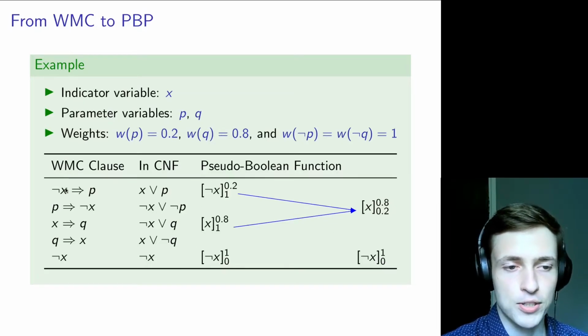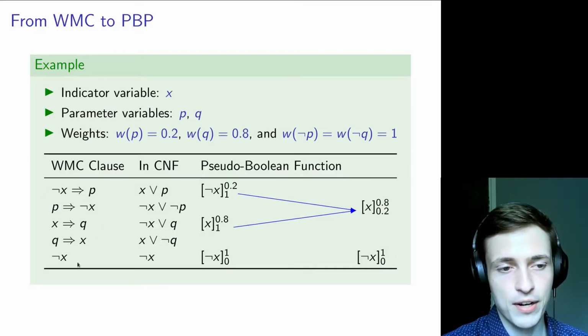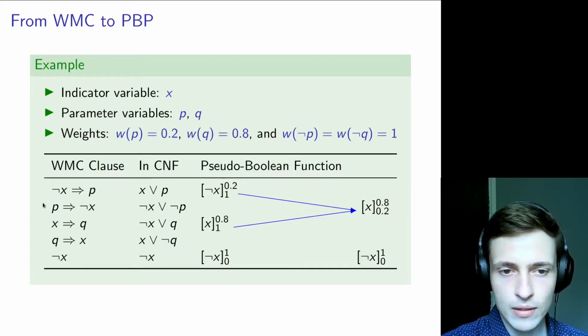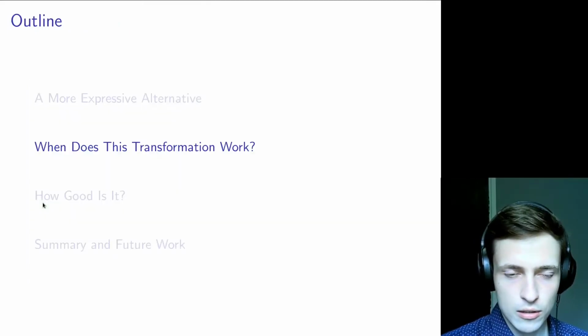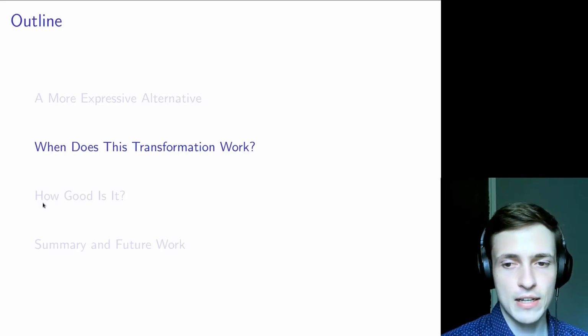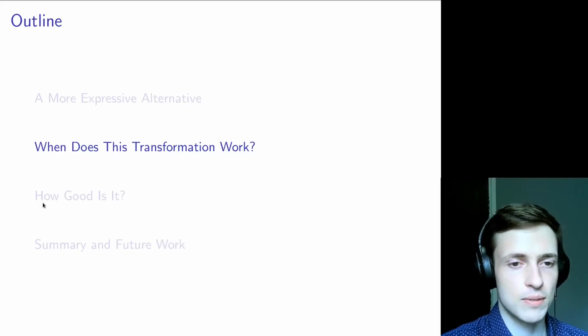And this is in comparison with the original WMC instance that had 3 variables, 5 clauses, and the answer was not immediately obvious. There are some sets of conditions that need to be satisfied in order for this kind of transformation to work. And these sets of conditions were modeled over Bayesian network encodings specifically.